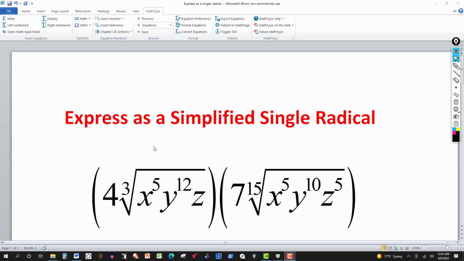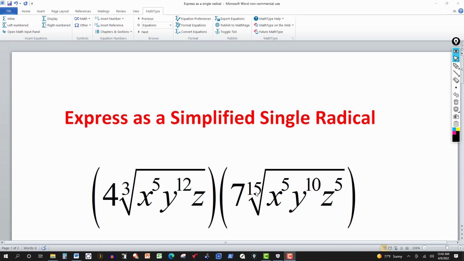In this video, we only have this one problem, and that's to express this as a simplified single radical. So it's a product, but one is a cube root and one is a 15th root. If they're both cube roots or both 15th roots, we could just multiply the radicands and then simplify.